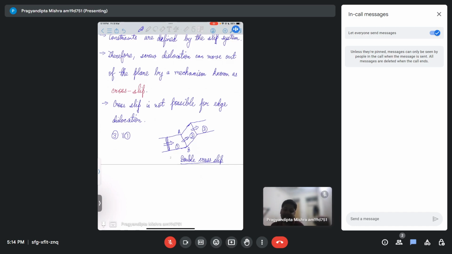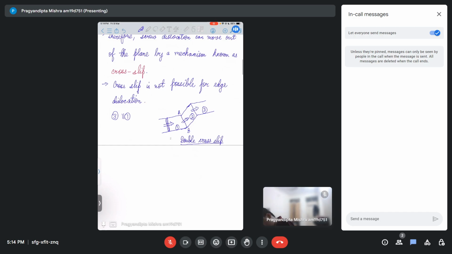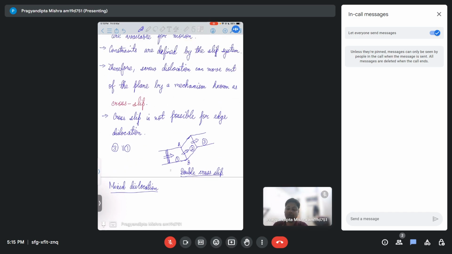Now, can we also expect the same thing in a dislocation that has mixed characteristics? So what happens to a dislocation that has mixed characteristics? A dislocation that has mixed characteristics will have both edge and screw characters, right? But we have learned that screw dislocation will cross slip and edge does not cross slip. So here also, only the screw part of the dislocation will cross slip.